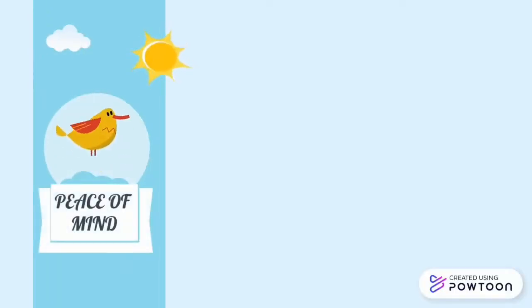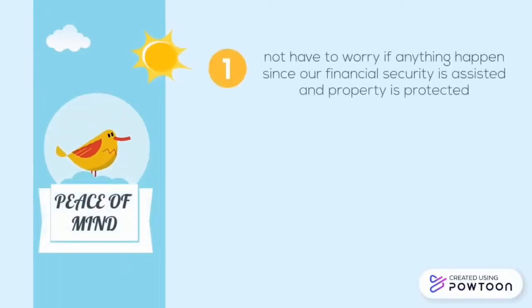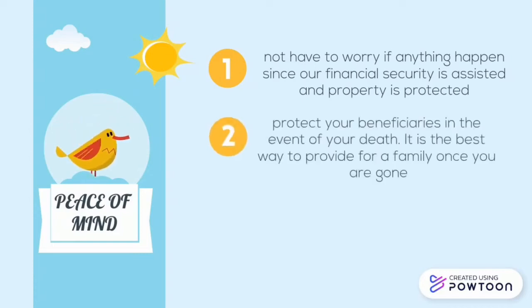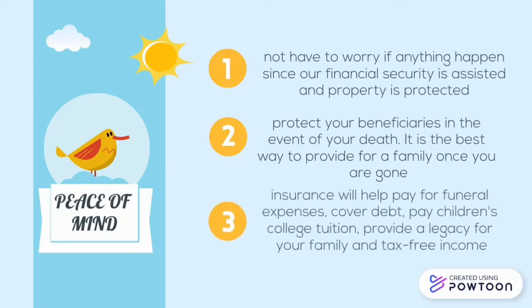Peace of mind. First, do not have to worry if anything happens since our financial security is assisted and property is protected. Second, protect your beneficiaries in the event of your death. It is the best way to provide for a family once you are gone. Third, insurance will help pay for funeral expenses, cover debt, pay children's college tuition, provide a legacy for your family, and also tax-free income.